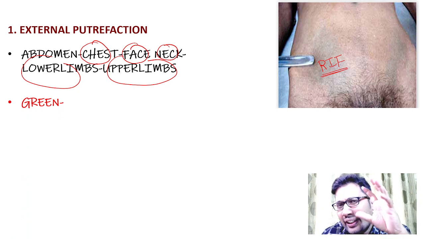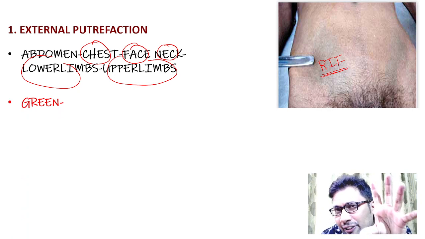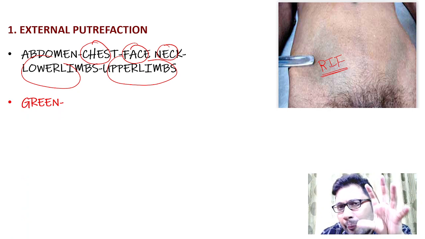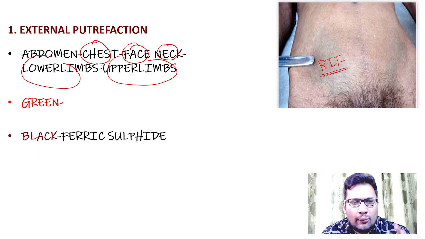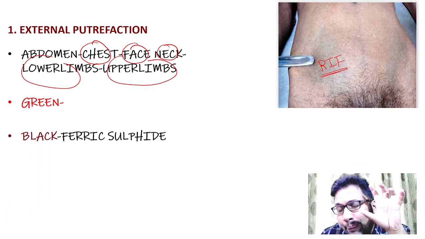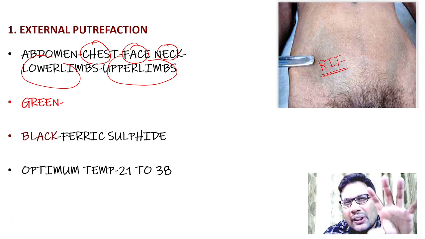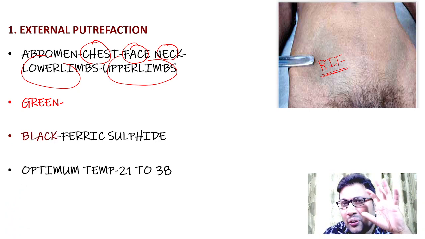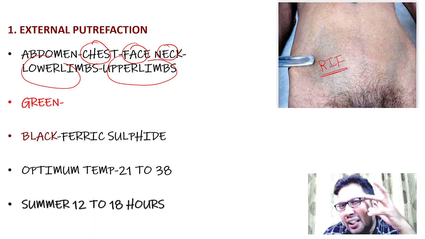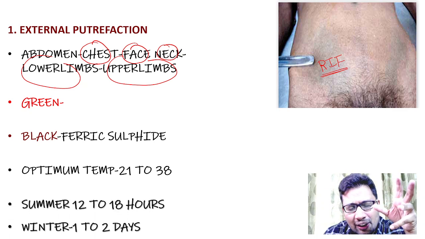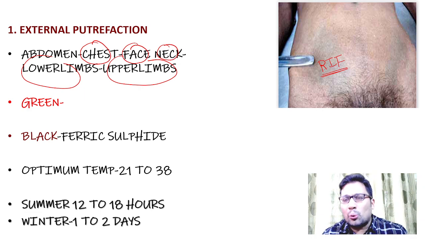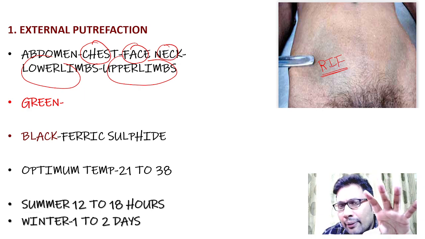Green color. Why is there a green color? Because of sulfhemoglobin or sulfmethemoglobin. Black color, yes, there can be black color because of ferric sulfide. Optimum temperature for putrefaction is 21 to 38. It occurs in 12 to 18 hours in summer. In winter, it is around 1 to 2 days. So this is external putrefaction.